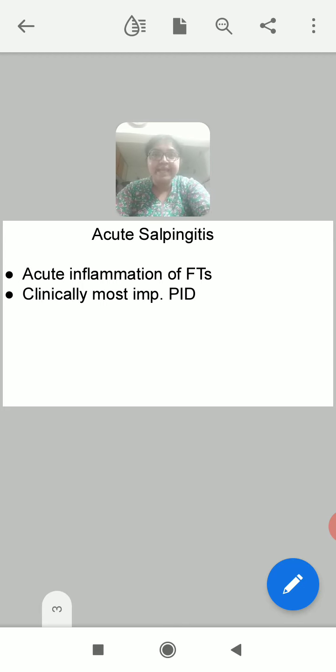Let's first discuss acute salpingitis, that is acute inflammation of the fallopian tubes, and clinically it is the most important type of PID. So we'll discuss acute salpingitis in detail.